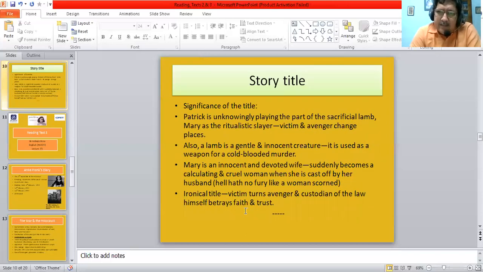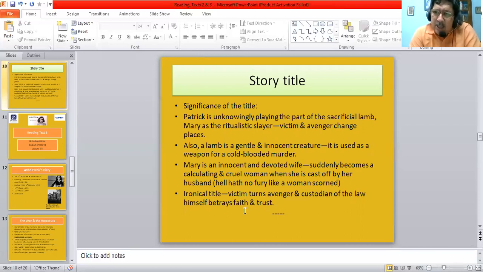Finally, I would like to say something about the title of the story. Patrick is unknowingly playing the part of the sacrificial lamb in the story, while Mary is the ritualistic slayer. She is both victim and avenger. And the victim and avenger, in fact, are switching or changing places in this story.